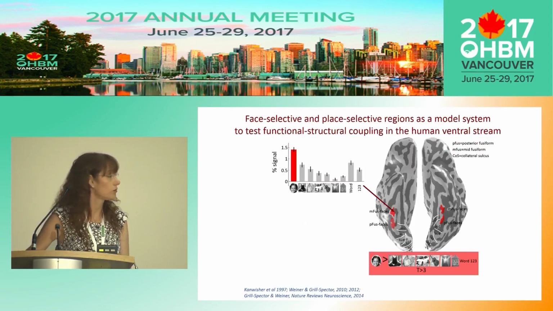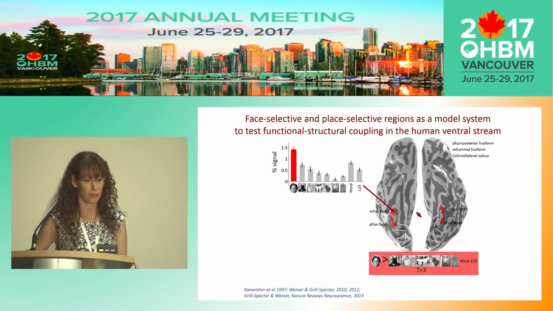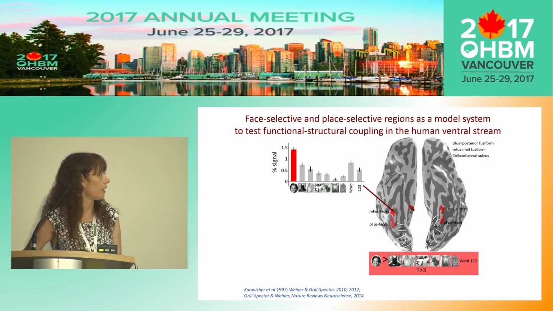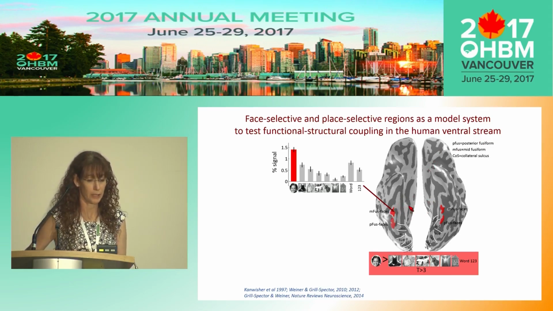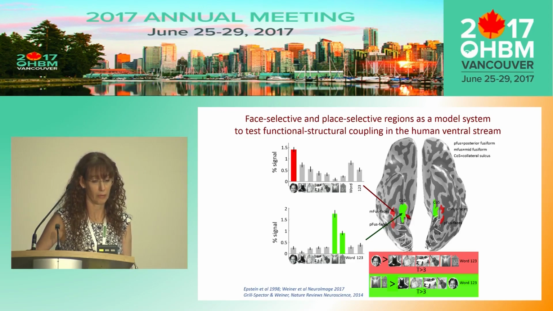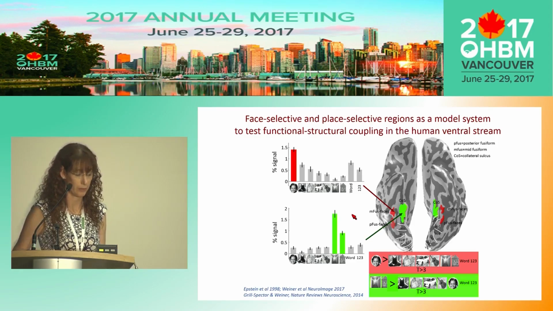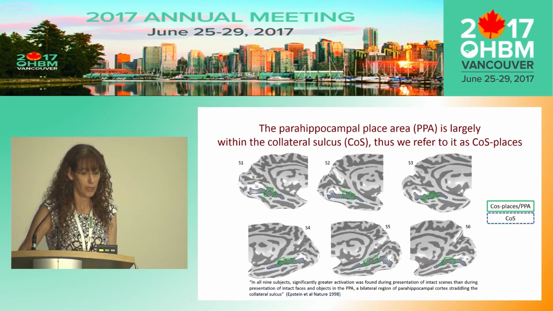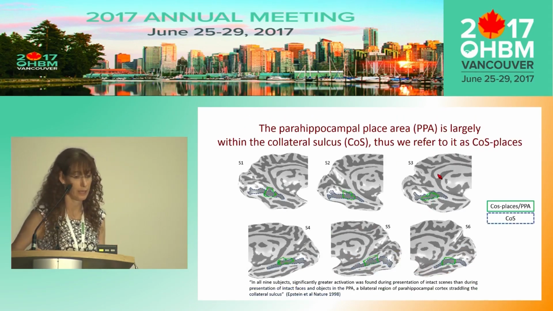As a model system, I will talk about 2 regions in the ventral stream. One are face-selective regions, shown here in red. These can be found in every individual subject's brain using a short fMRI scan, and they're characterized by higher responses to faces compared to other stimuli. Another set of regions I'm going to describe today are place-selective regions. Again, they can be found with the same localizer scan, and their characteristic is significantly higher responses to places compared to other stimuli. So let's start with looking at place-selective regions.